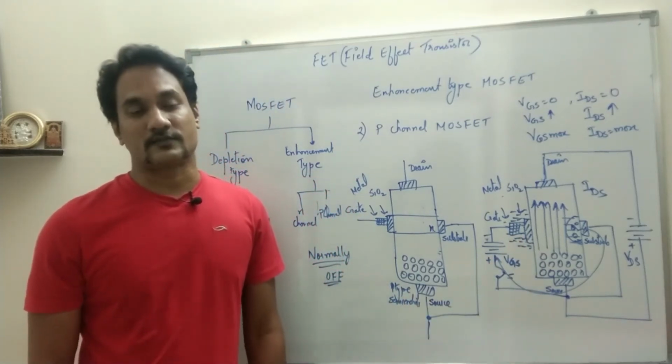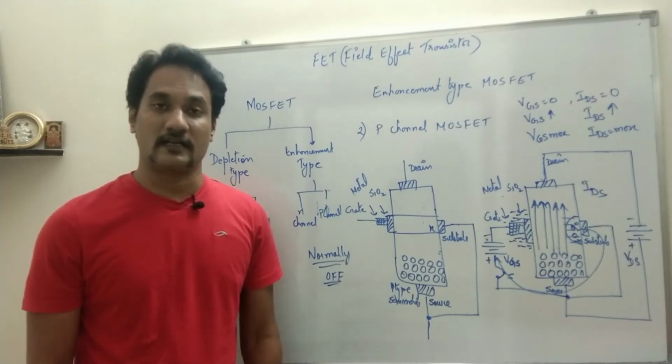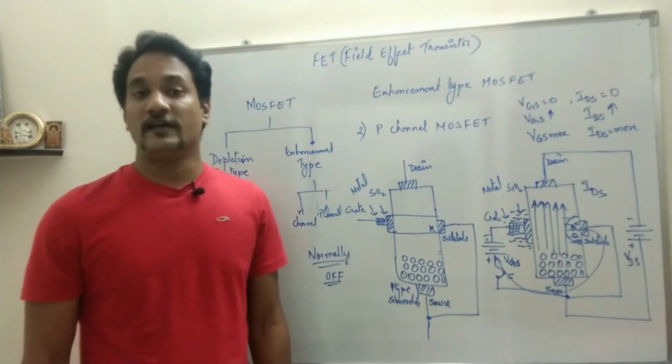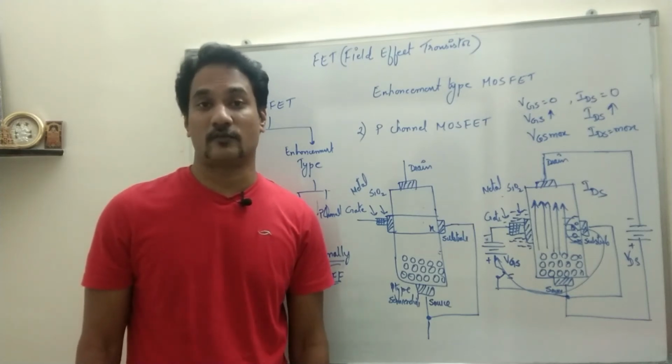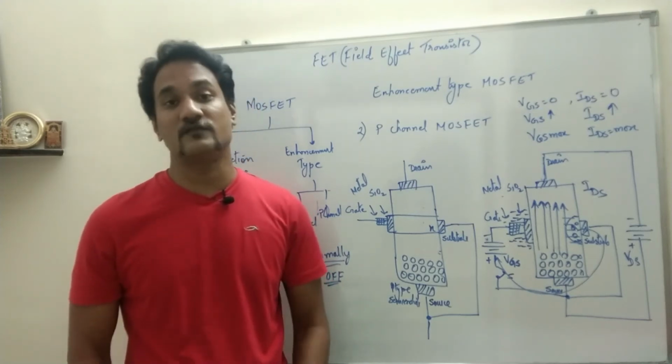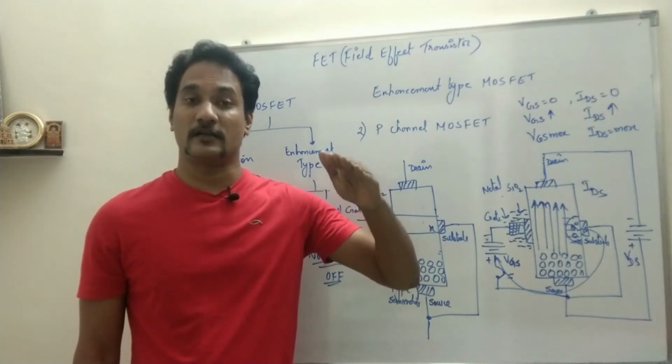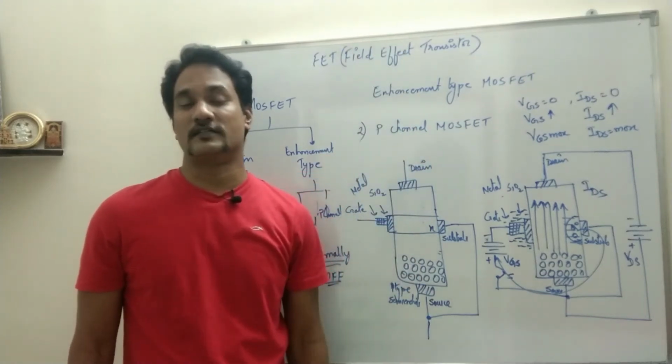And we know that substrate and source are connected internally always. Okay, and when potential is applied, how is the potential applied? Source should be connected to positive, drain should be connected to negative, so that holes are repelled from the source and move towards the drain.